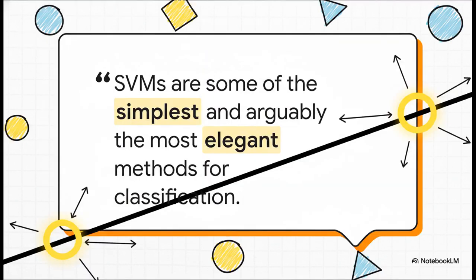And that quote really just nails it. For all their power, at their heart, SVMs are loved because they're so simple and elegant. They solve a complex problem by just focusing on finding the widest road between two groups, defined only by the most critical data points, our support vectors.